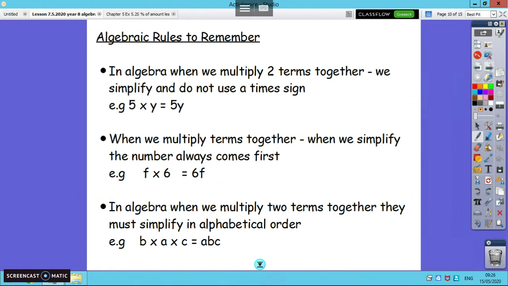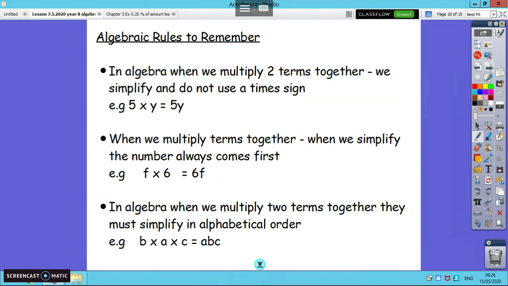So, in algebra, when we multiply two terms together, that could be two letters or two numbers and letters or something, we simplify and we don't use a times sign. So if we had something like 5 times y, that would equal 5y. So we get rid of that gap between them and we get rid of that multiplication sign and we just put the two things next to each other.